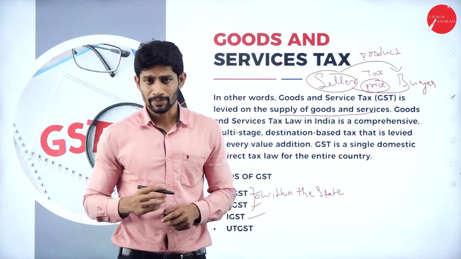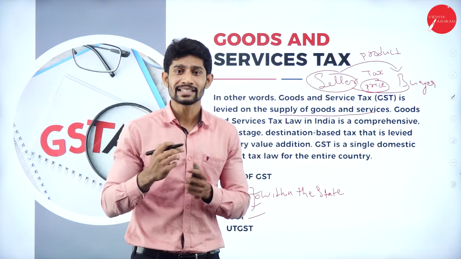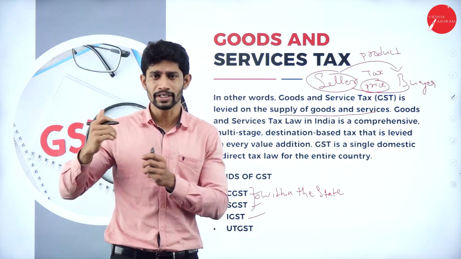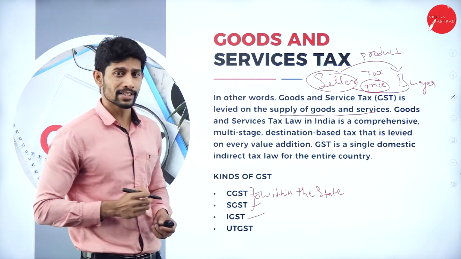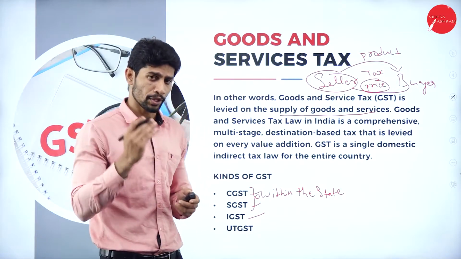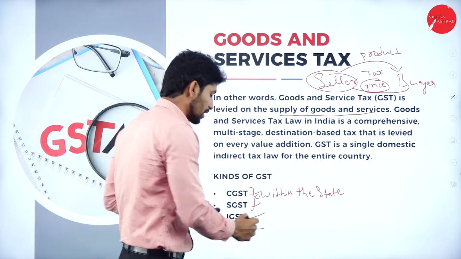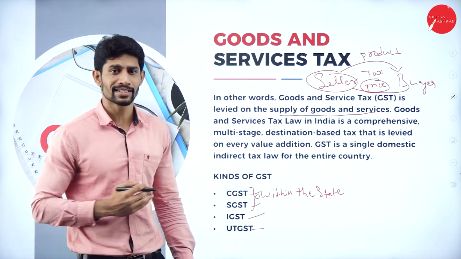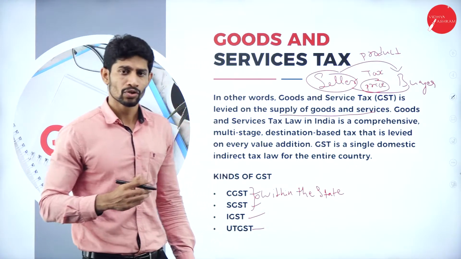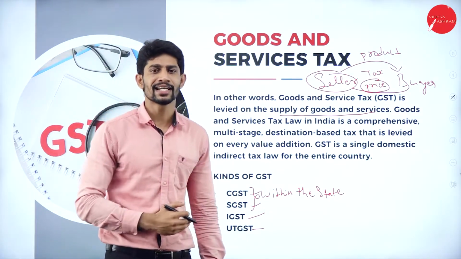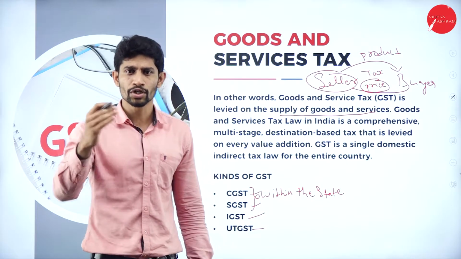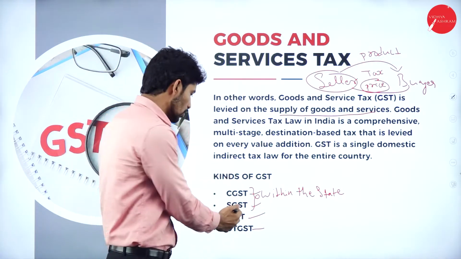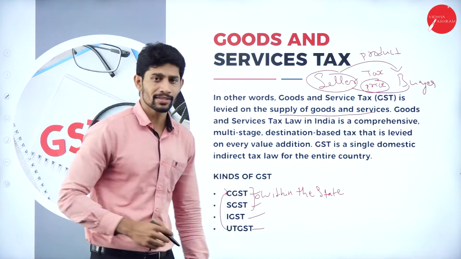On what is IGST applicable? IGST is applicable on interstate supply, that means a transaction between 2 states. If the transaction is happening between Kerala and Karnataka, then IGST is applicable. If any union territory is selling the goods, then UTGST is applicable. So mainly we have 4 types of GST, that is CGST, SGST, IGST and UTGST. If you are selling the goods within the state, CGST and SGST is applicable. If you are selling the goods between 2 states, then IGST is applicable. If the union territories are selling the goods, then UTGST and the CGST is applicable.